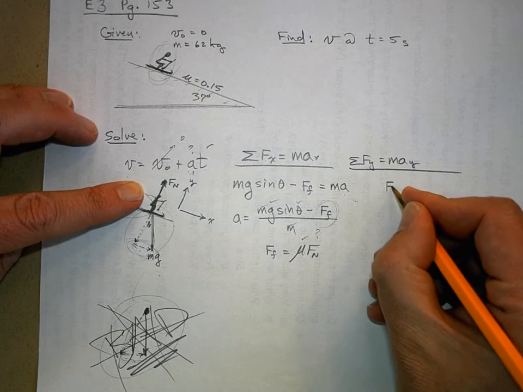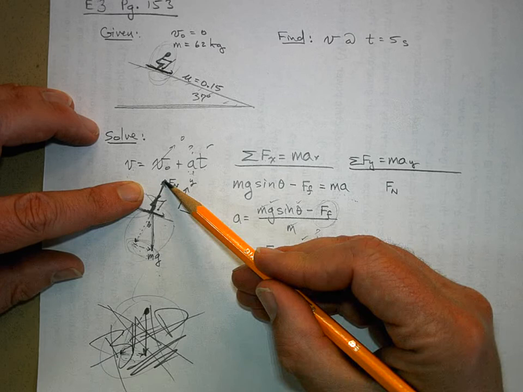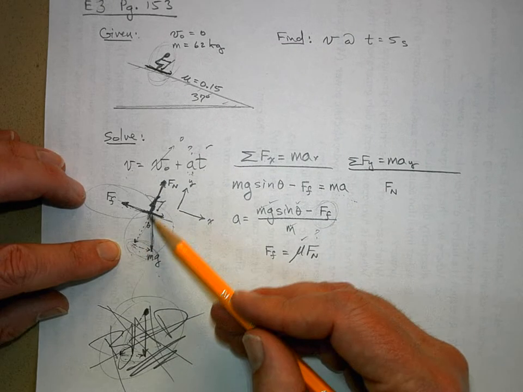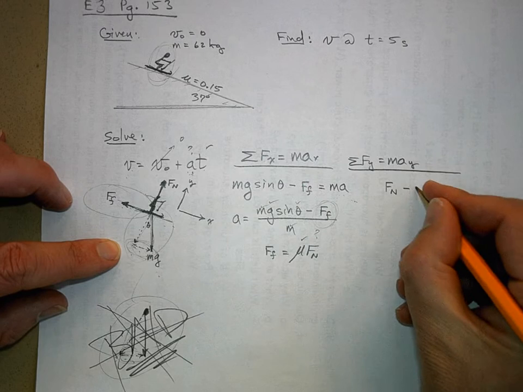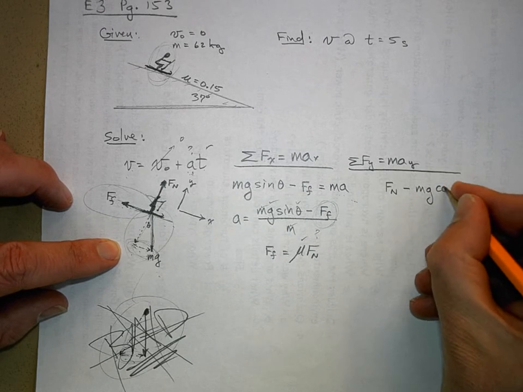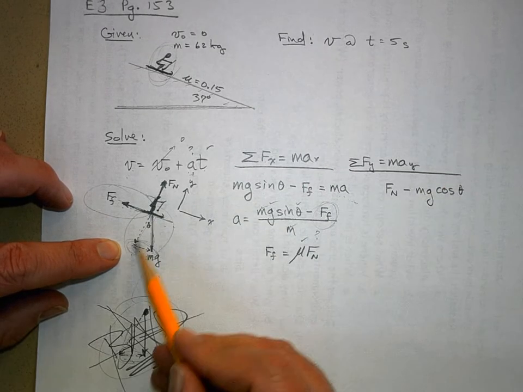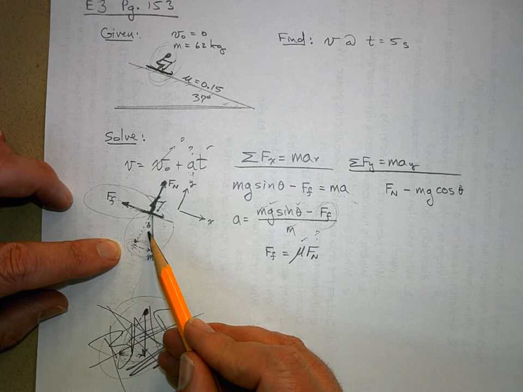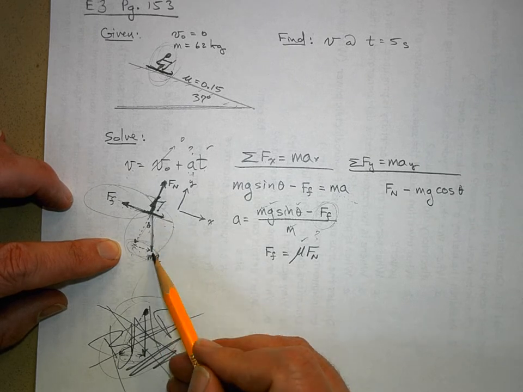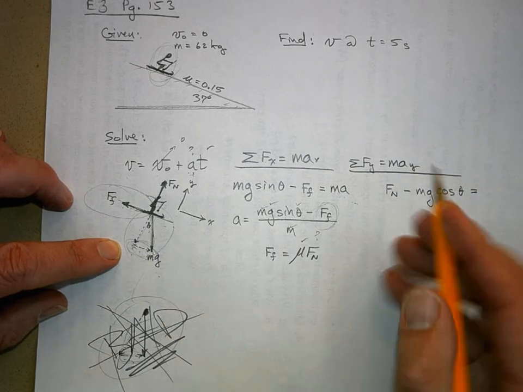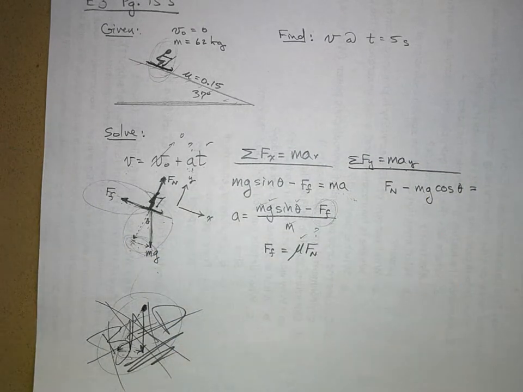In the positive y direction, I've got the normal force. In the negative y direction, I've got this component of the weight, which is mg cosine theta. This is the adjacent leg, adjacent to this angle right here, and mg, the weight, is the hypotenuse. Equals, well, ma.